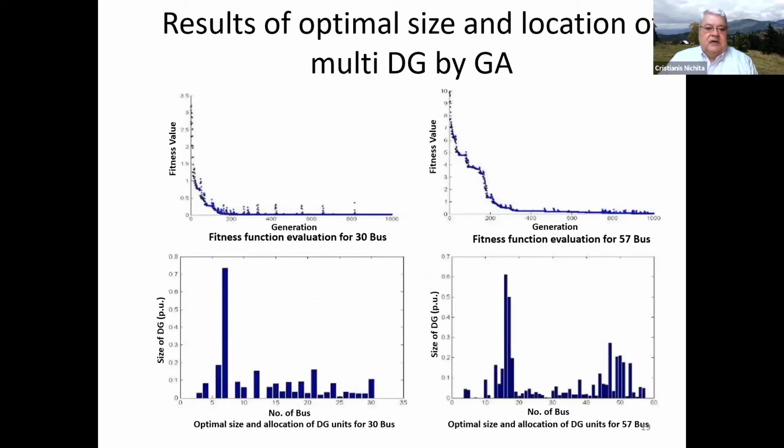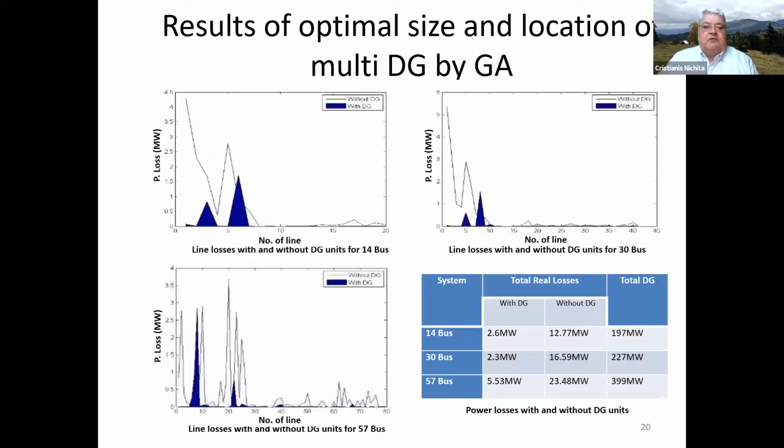Another result, for example, here, results of optimal size and location of multi-DGs by genetic algorithm. For example, for this 14-bus system, the maximum losses in the line before DG is about 4.2 megawatt, and after placing DG is about 1.7 megawatt.